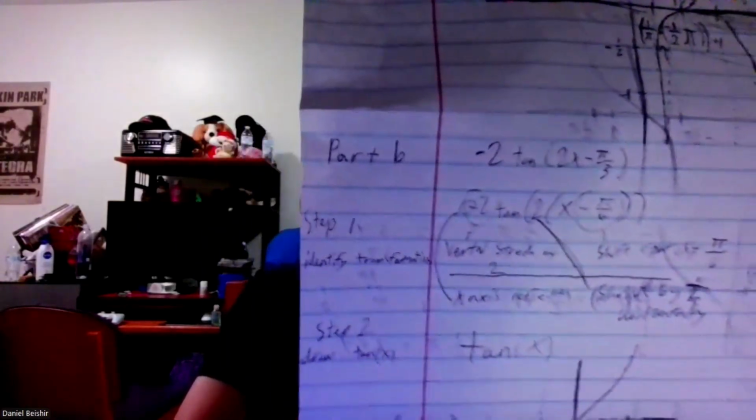For problem 2, part B, it reads negative 2 tangent 2x minus pi over 3. The first step is to simplify this, which means we need to take out the 2. That makes it negative 2 tangent 2 parentheses x minus pi over 6. First step is to identify the transformations. The negative sign causes an x-axis reflection. The 2 causes a vertical stretch by 2. The 2 inside the tangent causes a shrink by 1/2 horizontally. And lastly, the pi over 6, which is negative, causes a shift to the right.